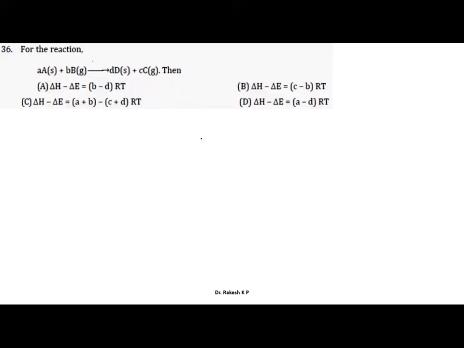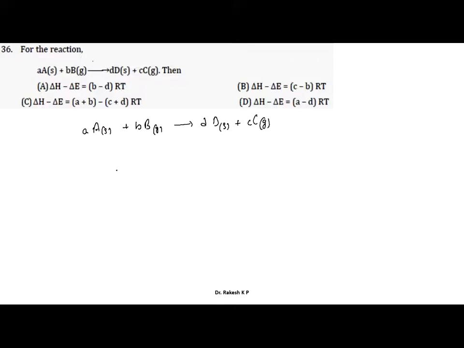See the next one here. For the reaction, we have A plus B gives you D plus C. Let me write the reaction here: A is a solid, B is a gas, D is a solid, and C is a gas.